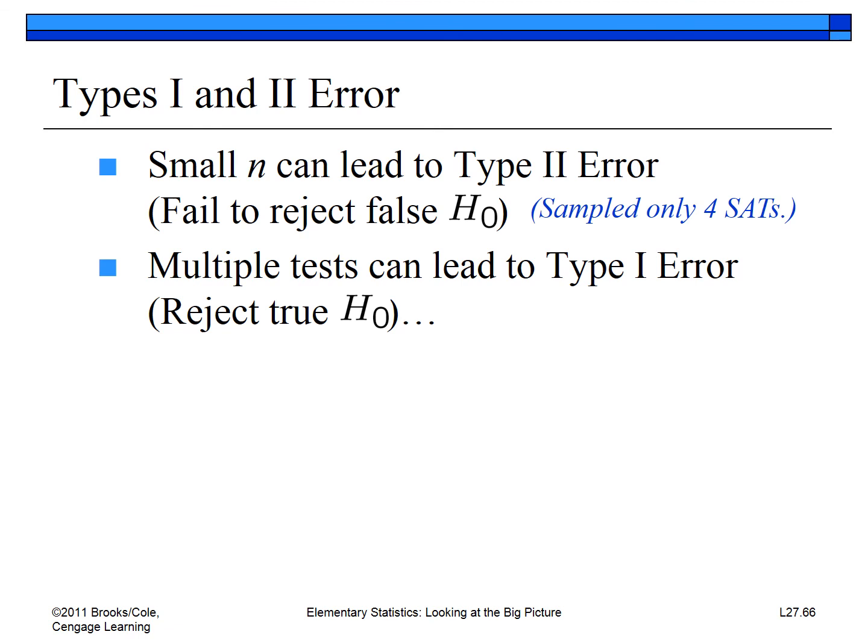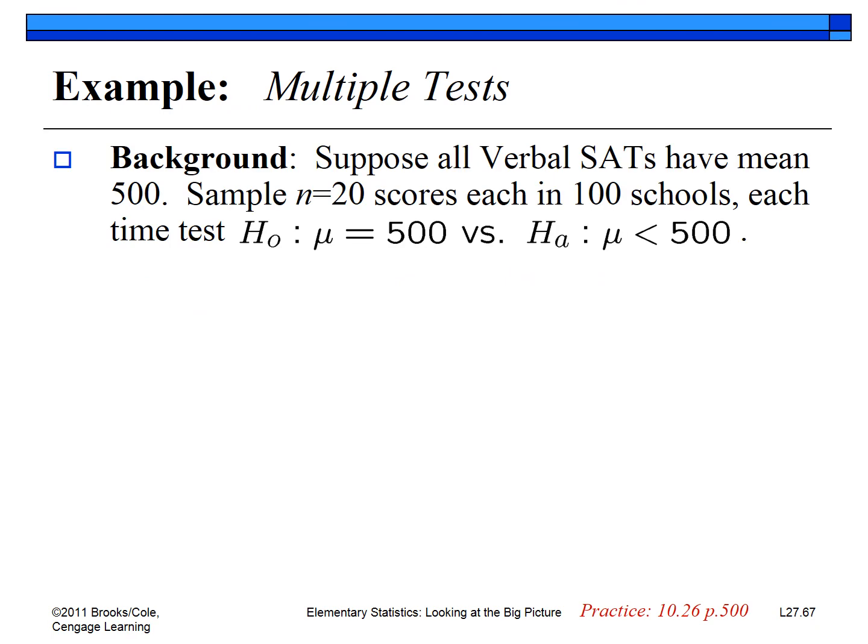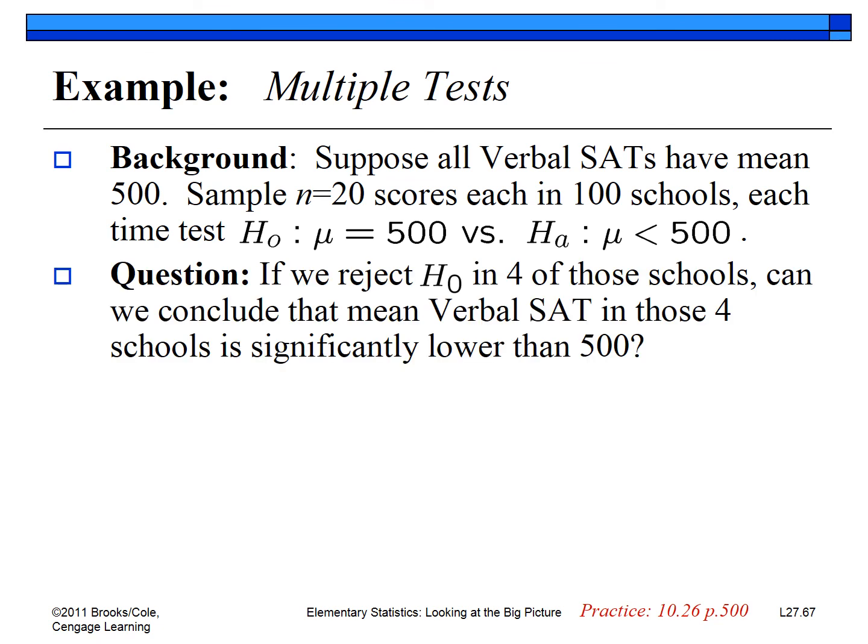It's possible in several instances that we end up with a type 1 error. That's when we reject a true null hypothesis. So, looking at verbal SATs with mean 500, a sample of 20 scores each in 100 schools gives us this test. We have our null hypothesis that the mean is 500, and the alternative that the mean is less than 500. If we reject the null hypothesis in 4 of those schools, can we conclude that the mean verbal SAT in those 4 schools is significantly lower than 500?